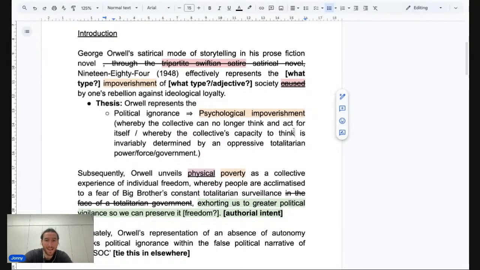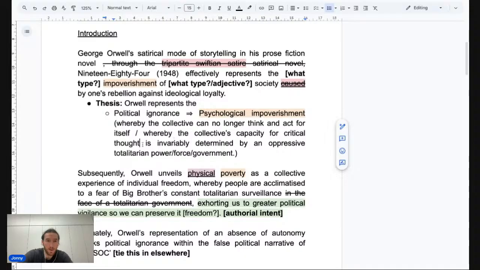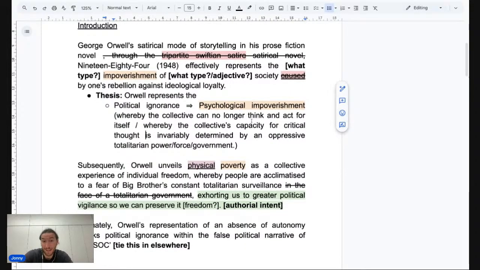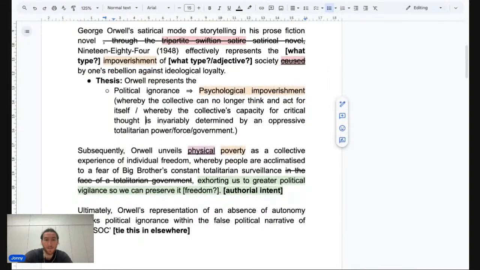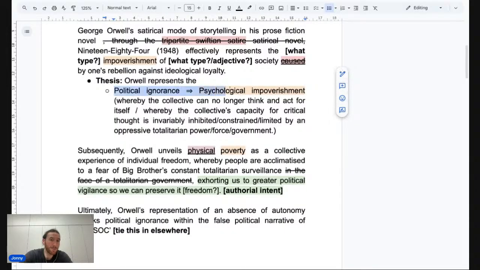Whereby the collective's capacity for logic or for critical thought, because critical thought is psychological, and that's also intellectual, is invariably constrained or limited or inhibited by an oppressive totalitarian force or government. Okay, now we're starting to get there. So this is the kind of relationship that we want to be thinking about.